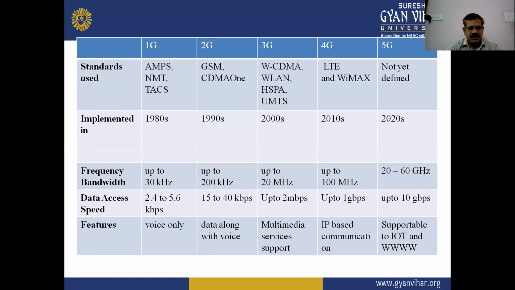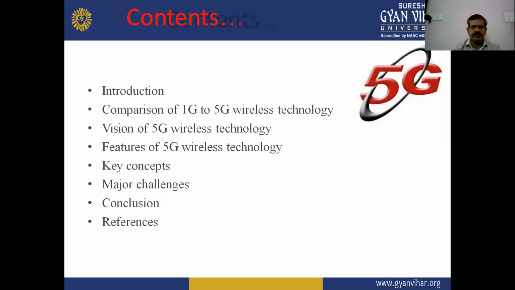So features: 1G is voice only, 2G data along with voice, 3G multimedia service support, 4G IP-based communication, 5G supports IoT and WWW. So these are some comparisons between different generations, from 1G to 5G.